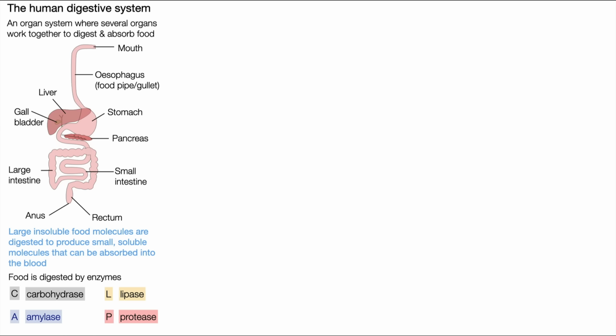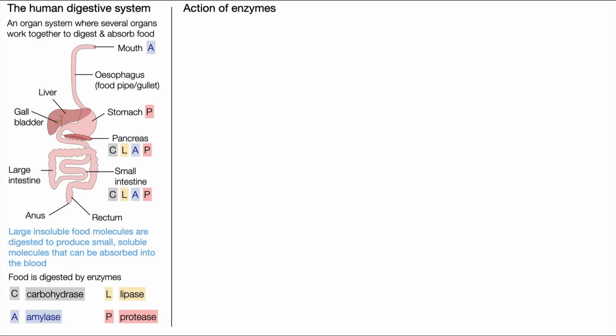However, we can see that the mouth is a place in the digestive system that produces amylase, sometimes called salivary amylase. The stomach produces protease enzymes and no other enzymes. The pancreas produces all four of them, and the small intestine also produces all four of them. So these are the locations where the enzymes are produced, but we need to know what these enzymes do. So action of enzymes is next.